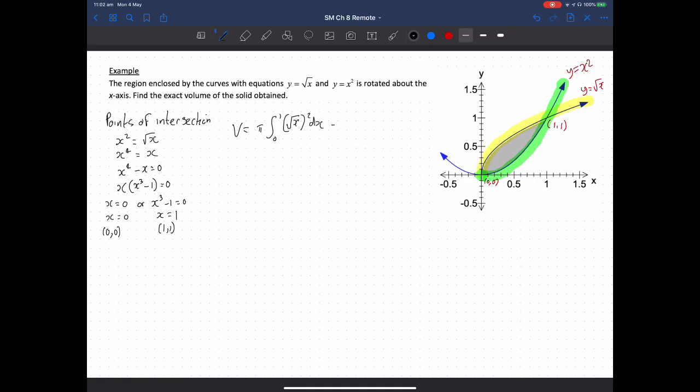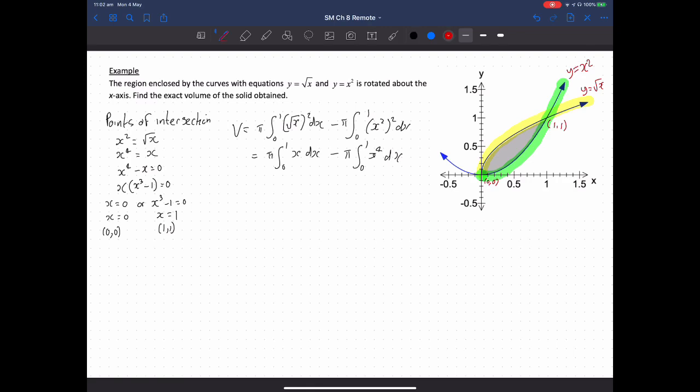dx. From that, we're going to subtract the volume that will be generated when we rotate the other curve around the x-axis, that is y equals x squared. So we're going to have pi between 0 and 1 of x squared all squared dx. Expanding that, that gives me pi between 0 and 1 of x dx minus pi between 0 and 1 of x to the power of 4 dx.